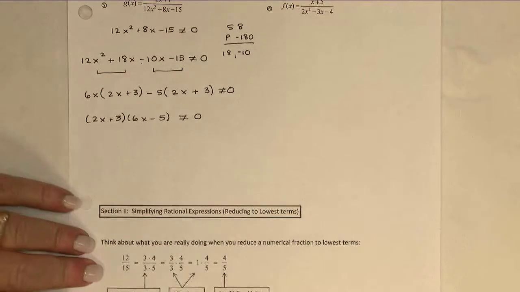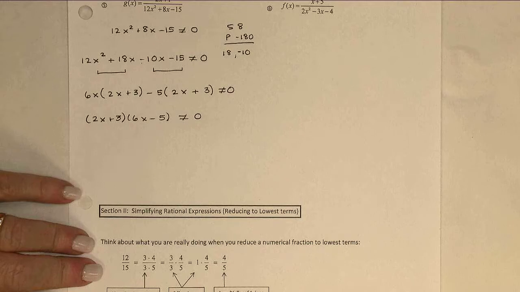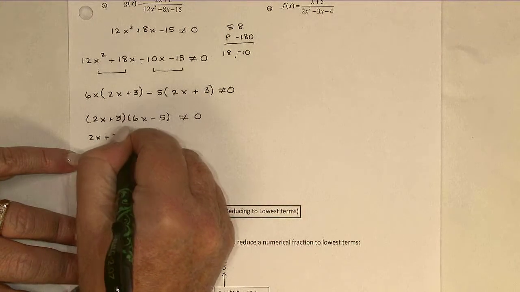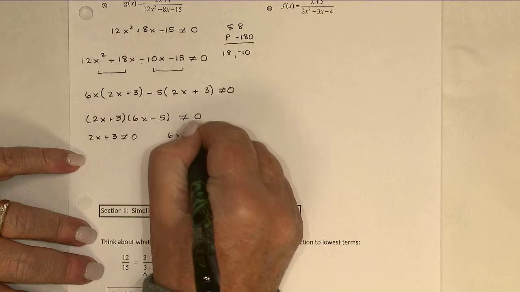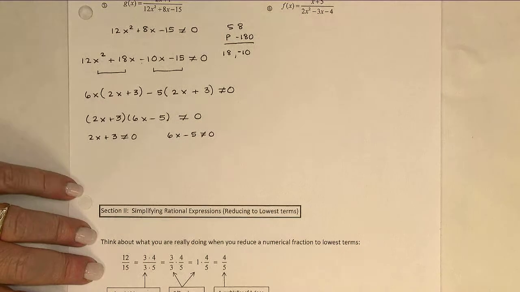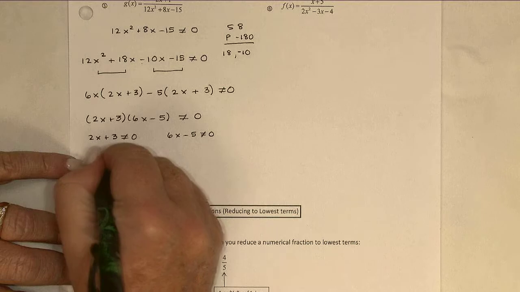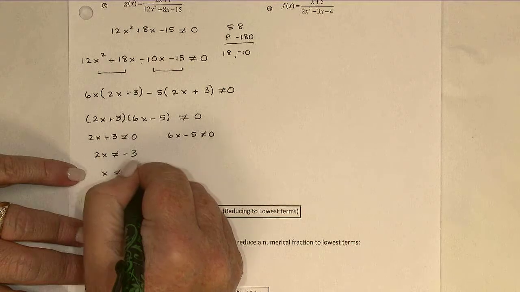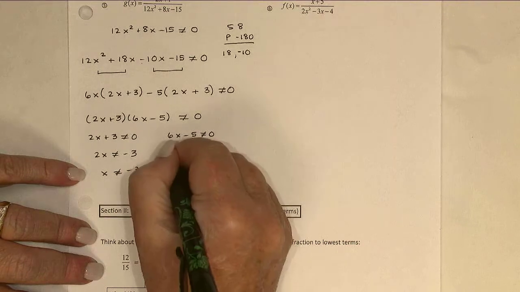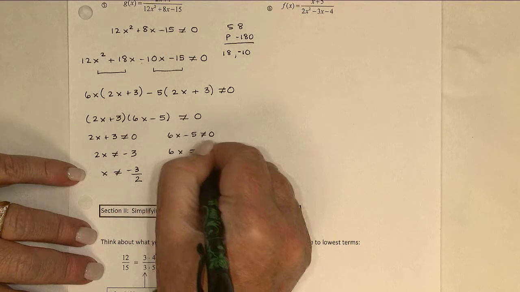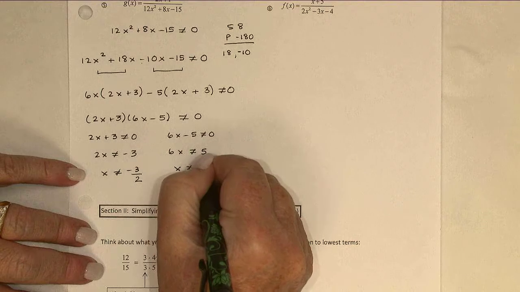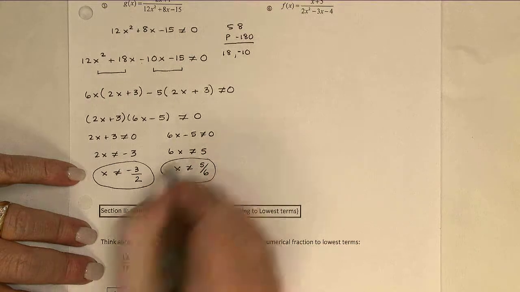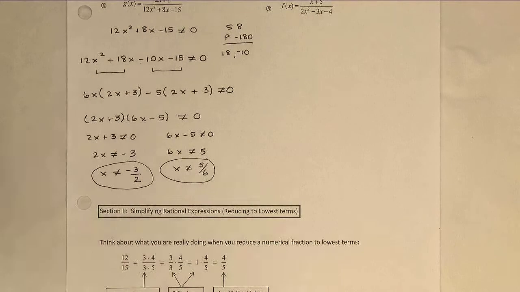So a little factoring review there. Like I said, that's going to come in handy in this unit. So I have 2x plus 3 not equal to 0, and then I also have 6x minus 5 not equal to 0. Continuing with those, the first one gives me x is not equal to negative 3 halves, and the second one, x is not equal to 5/6. So my true domain would be all x values except for those two.